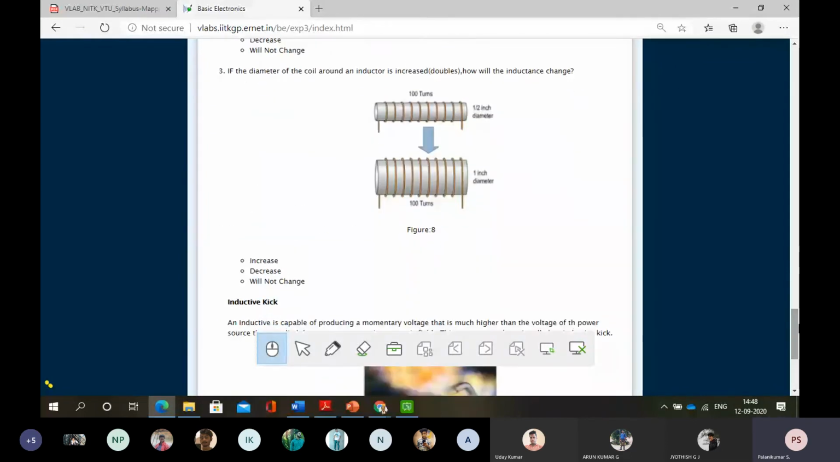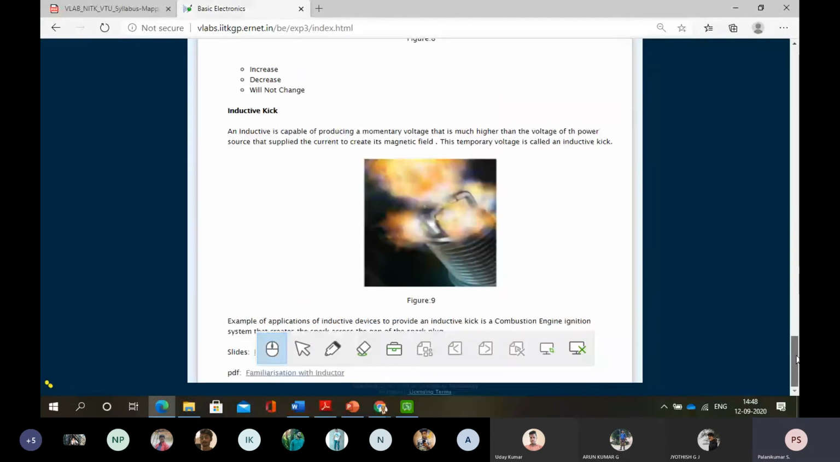Okay, so these are all the means by which I am able to increase the inductance. This is what they have given. Like I told you, an inductor is capable of producing a momentary voltage. There are two different places where we use that concept. One is in a choke, due to self and mutual inductance, in fluorescent lamp wiring, where we are using a choke.